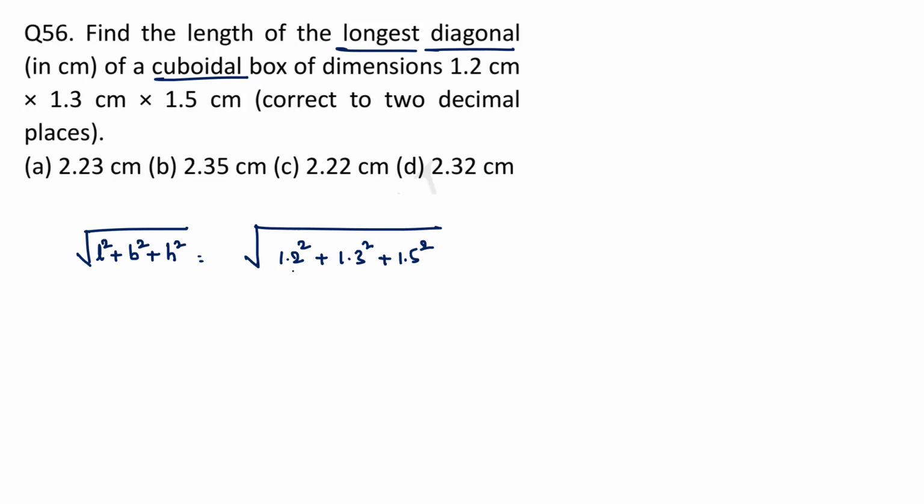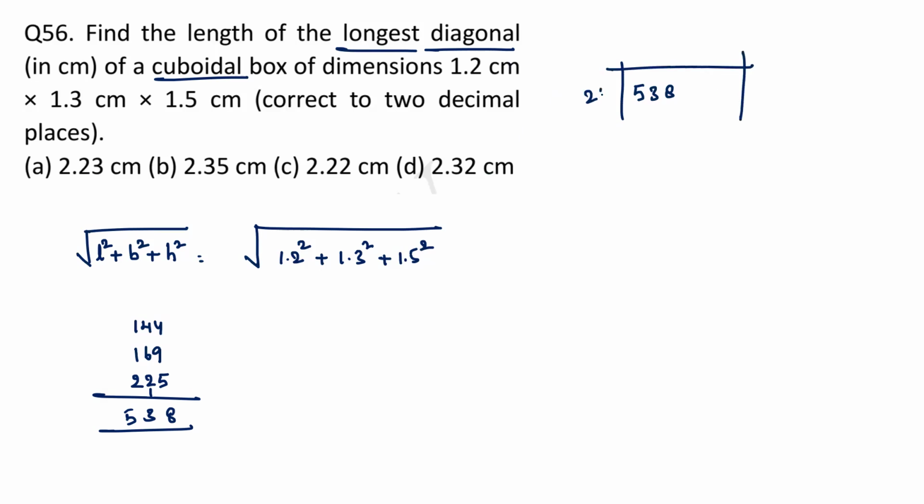So 1.2, take the point out. 12 square is 144, 13 square is 169, 15 square is 225. Add up everything, it is 538. You need to find out the root of 538. In a normal square root method, you find out. We know it is 23. 23 squared is 529.